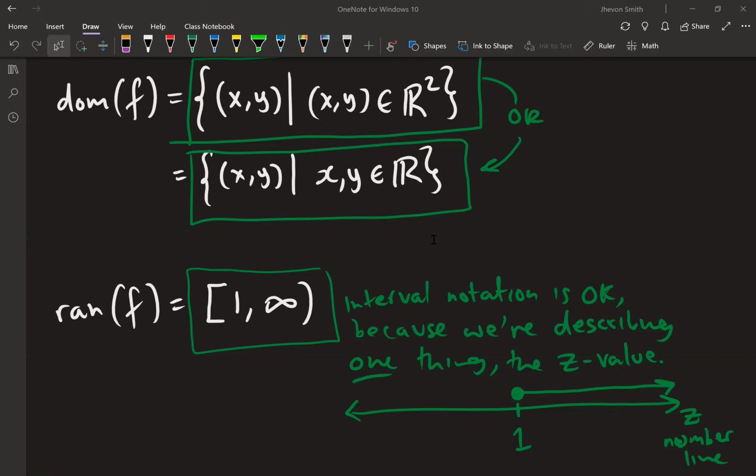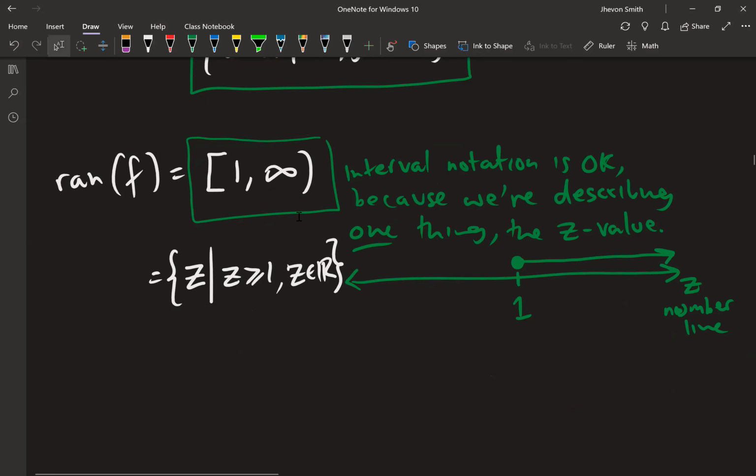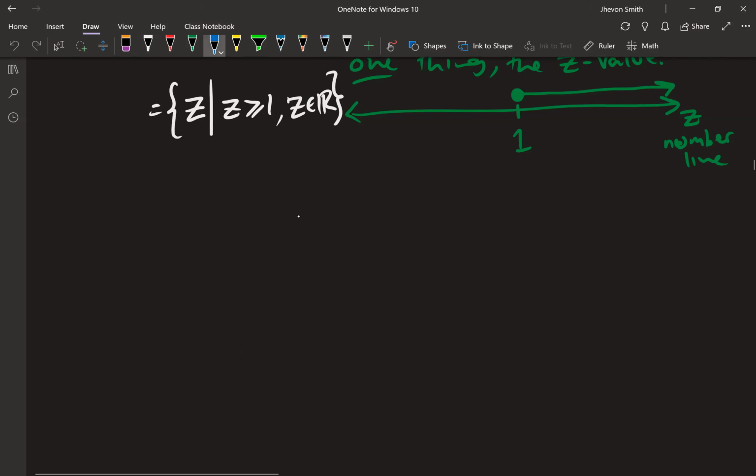Now, what you could also say, if you want to use set notation, is the set of all z such that z is greater than or equal to 1. Now, how do I know that z has to be greater than or equal to 1? Because z is equal to 1 plus x squared plus y squared. Now, what do you notice about x squared being greater than or equal to 0 and y squared being greater than or equal to 0?